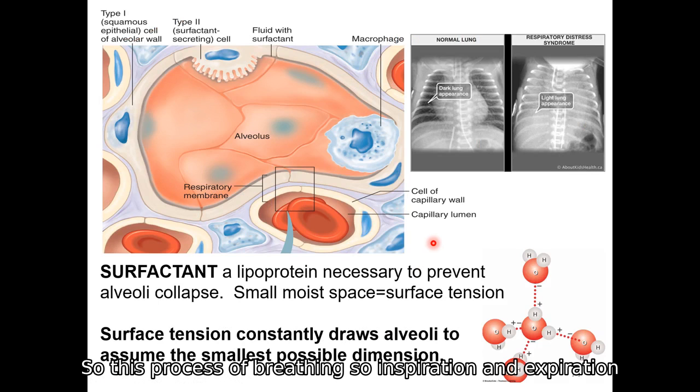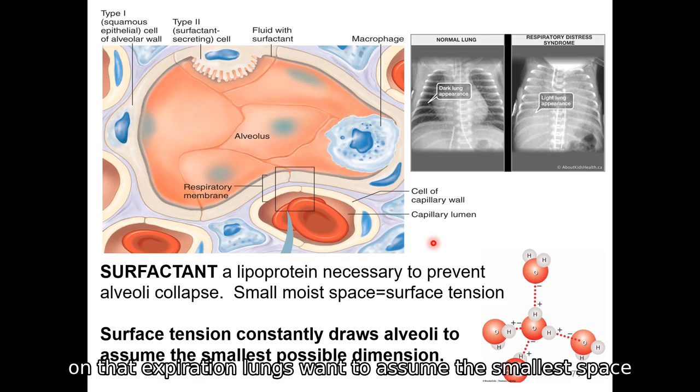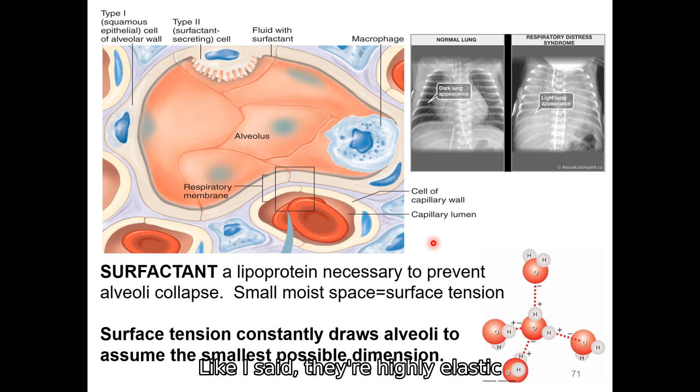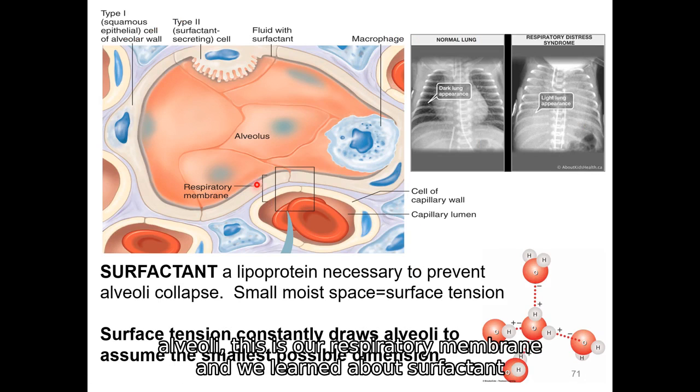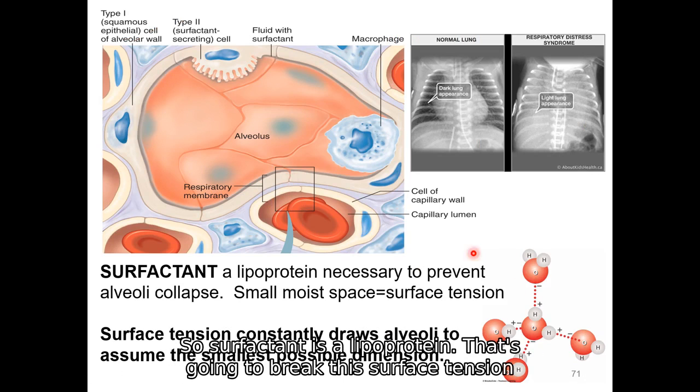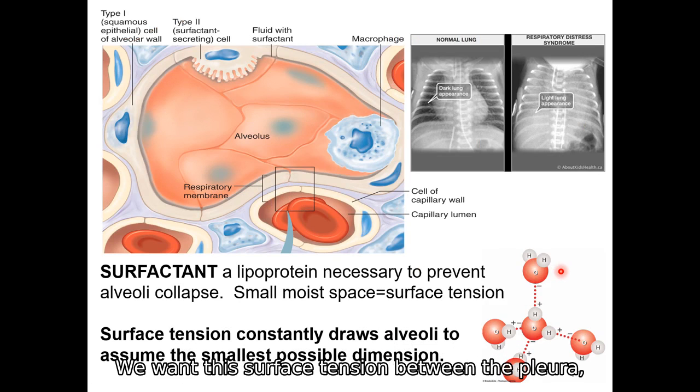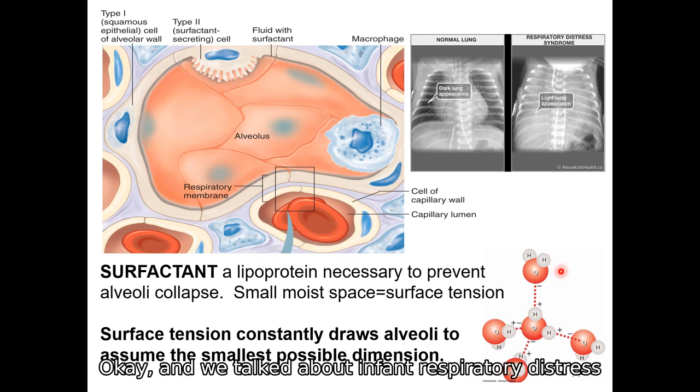So this process of breathing, so inspiration and expiration. On that expiration, lungs want to assume the smallest space. Like I said, they're highly elastic. Also, we have these tiny little air spaces, so the alveoli, this is our respiratory membrane, and we learned about surfactant. So surfactant is a lipoprotein that's going to break this surface tension. We want this surface tension between the pleura, but we don't want the alveoli to collapse.